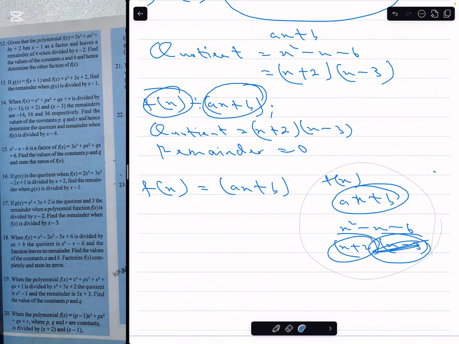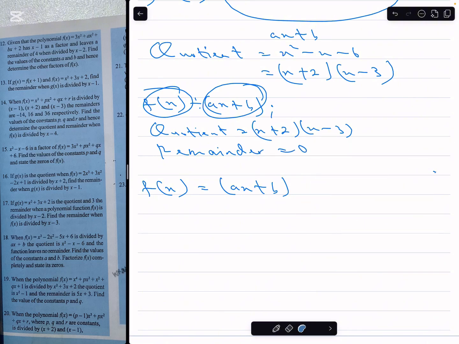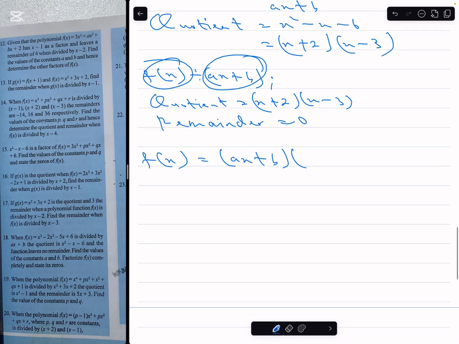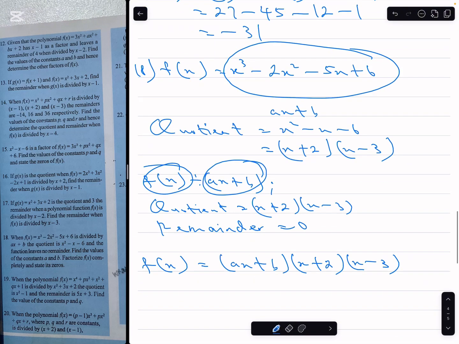I'm just doing all of this, trying to explain as clearly as possible so that you don't get confused. That means f of x is going to be the same as ax plus b times x plus 2 times x minus 3. These are the factors of f of x. If you multiply these 3 factors, you'll get f of x. So let's go back to the question.